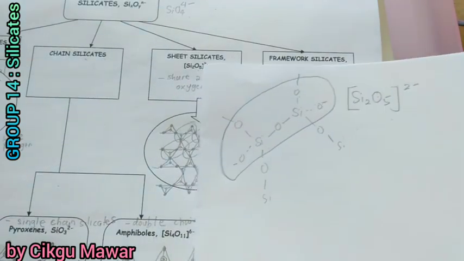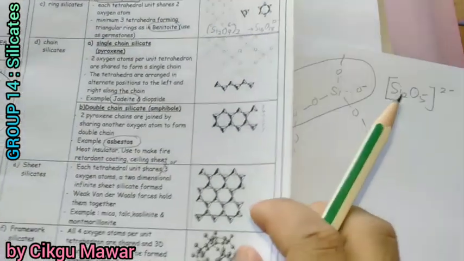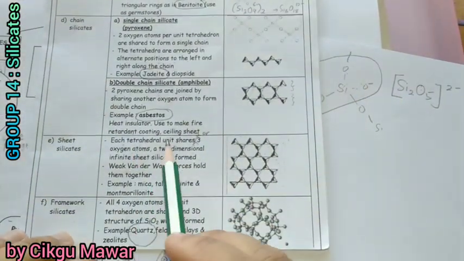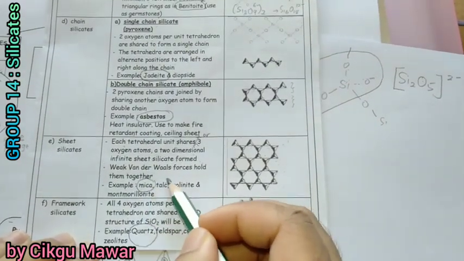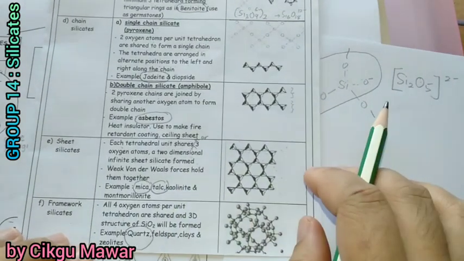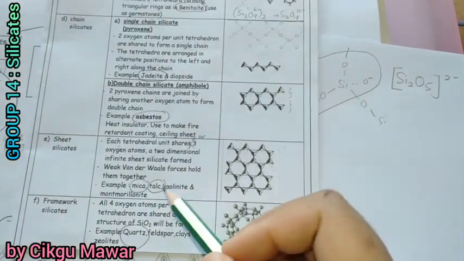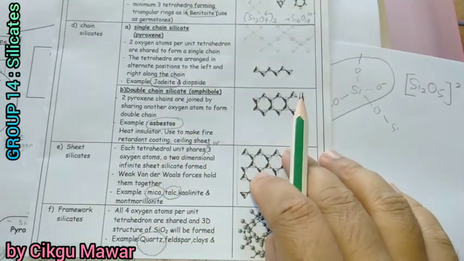What are the examples of sheet silicate that you can memorize? You have mica. Also we have talc. Usually talc we use in powder. Face powder we use talcum. So this is the example of sheet silicate.